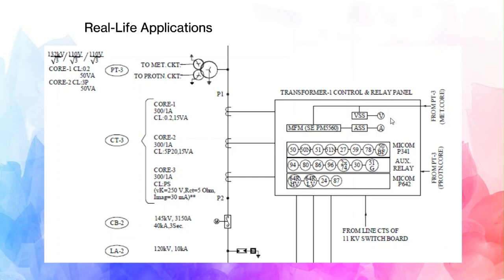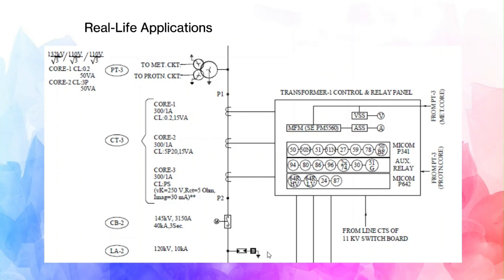Similarly, here also there is a relay with a lot of different protections. We'll understand the meaning of these protections later on. See, the relay number is different because the protection requirement is different in this case. And after that CT, there is a circuit breaker, then there is an LA.